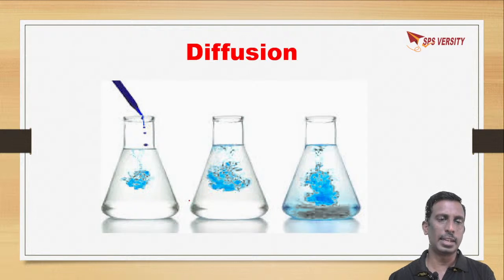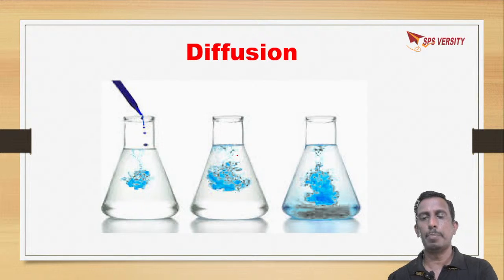अब देख सकते हैं डायग्राम में. In this water, a blue color dye is added, and gradually this dye is moving to all the parts of the water. So this is a diffusion, where it spreads slowly, no requirement of energy, a passive process.